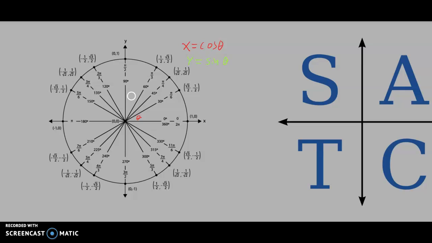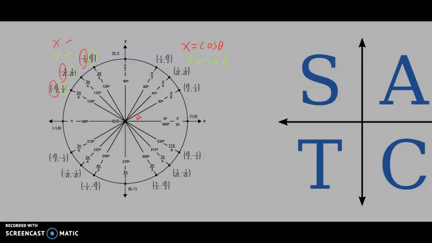In the same way, when we look at, say, quadrant 2, all of the x values for each of these fractions are negative. That's because any x value to the left of the y-axis is always negative. So our x values are negative. However, in the second quadrant, all of our y values are still positive, and that makes sense because all the y values above the x-axis are going to be positive.